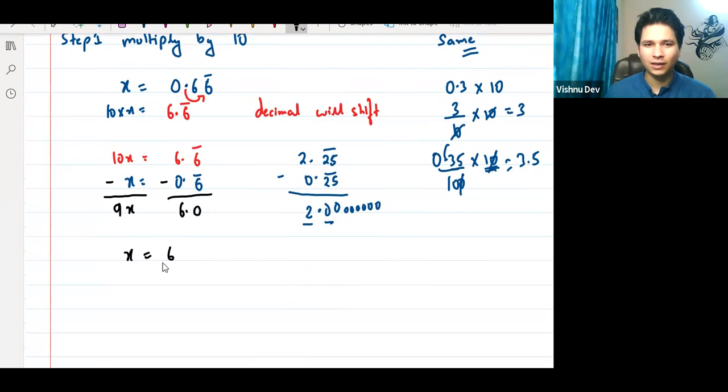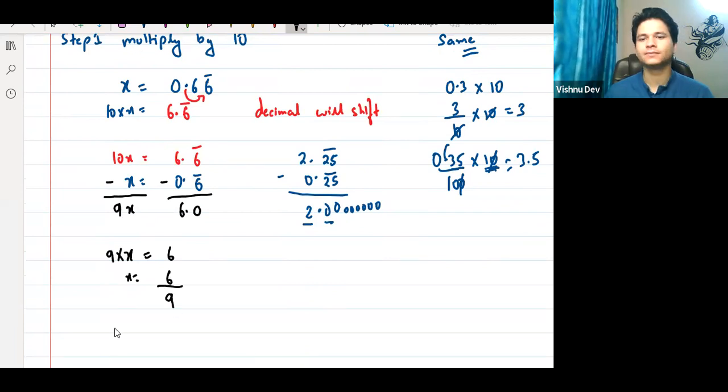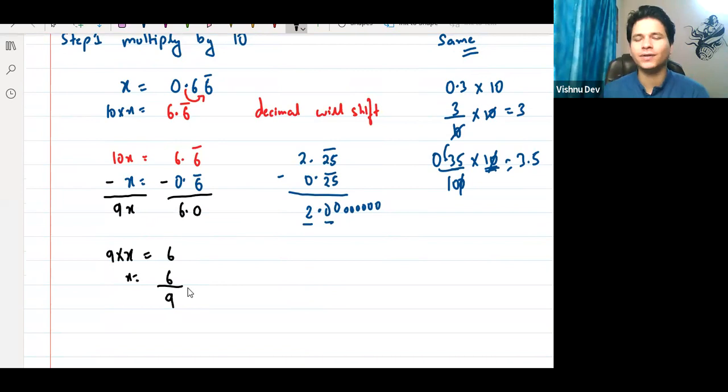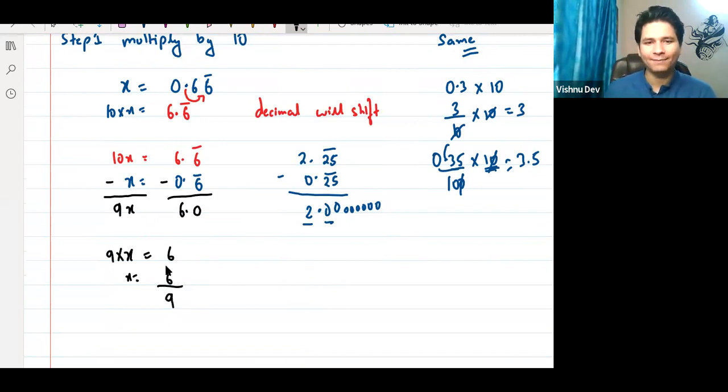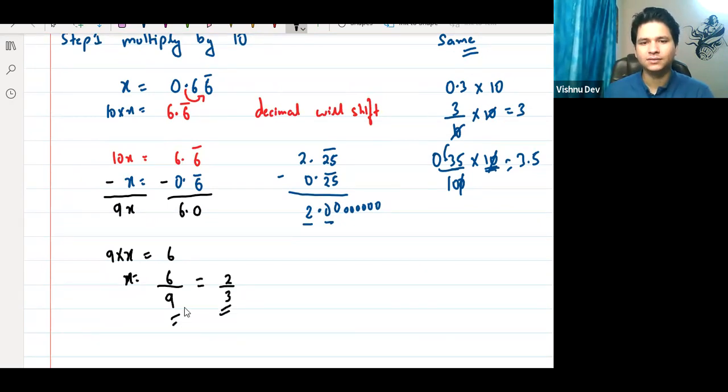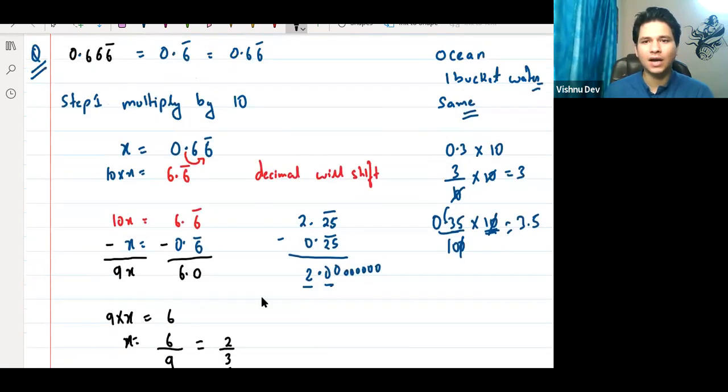9x is equal to 6. Now 9 will be divided, because it is 9 into x. So x will be 6 by 9. Right, Aditya? Because 9x, 9 apple is equal to 6. Right? 9 apple is 6. So what is 1 apple? 6 by 9, right? Yes or no? 9 apple is equal to 6, so 1 apple is equal to 6 by 9. Right? Or 6 by 9 can also be written as 2 by 3. So can I say, sir, 0.6 bar is basically this.